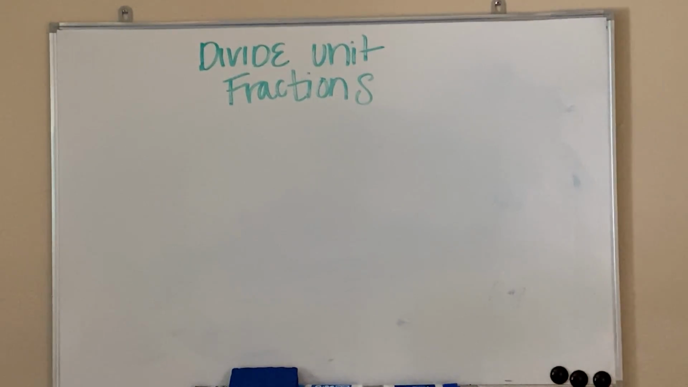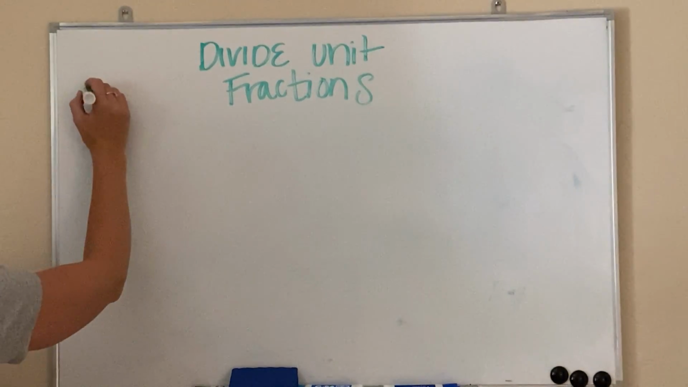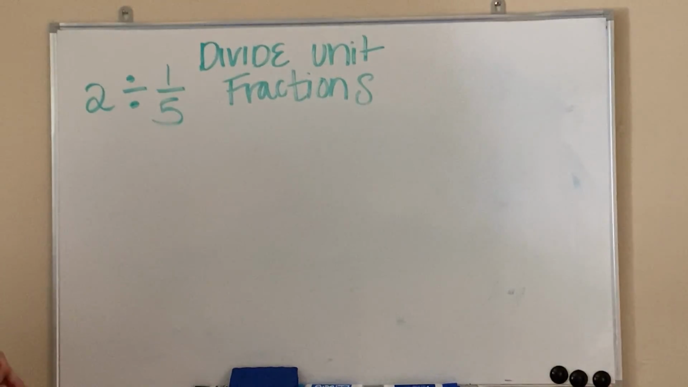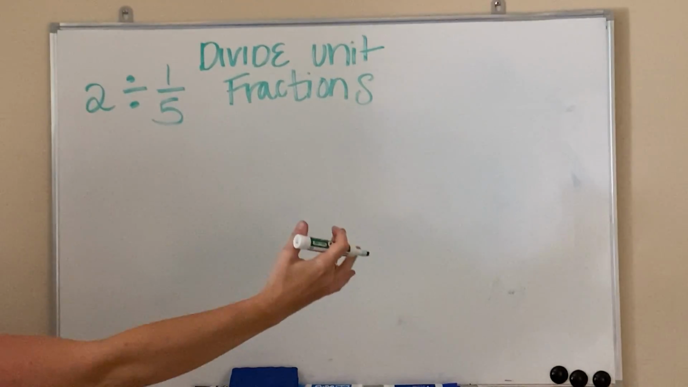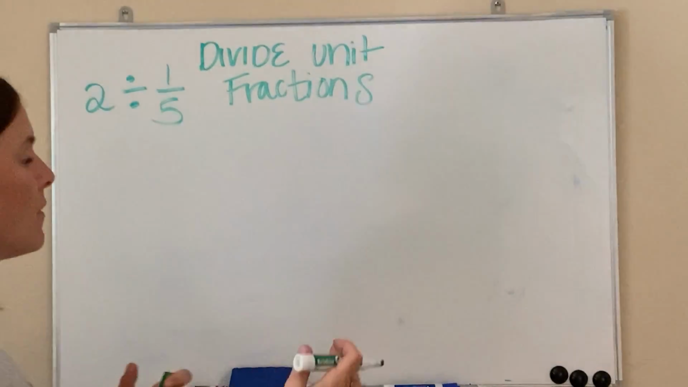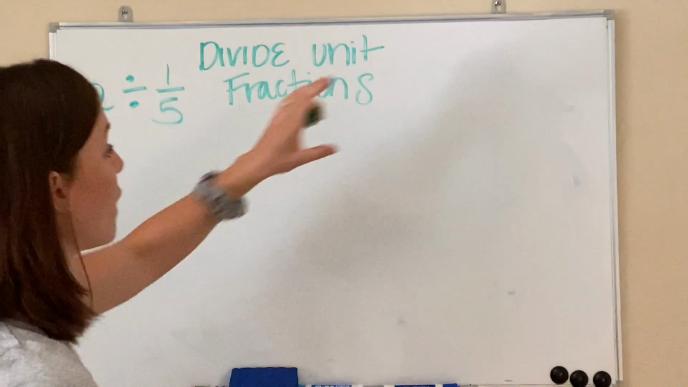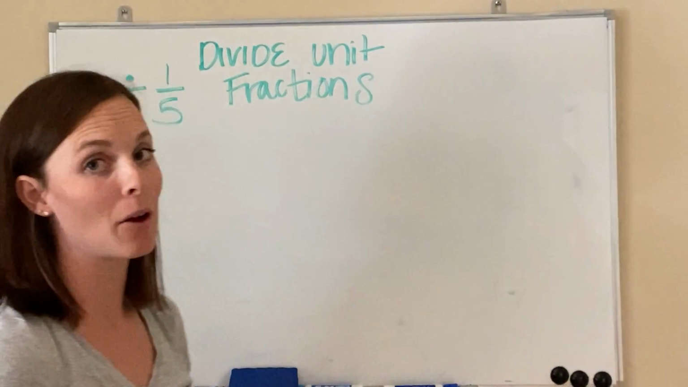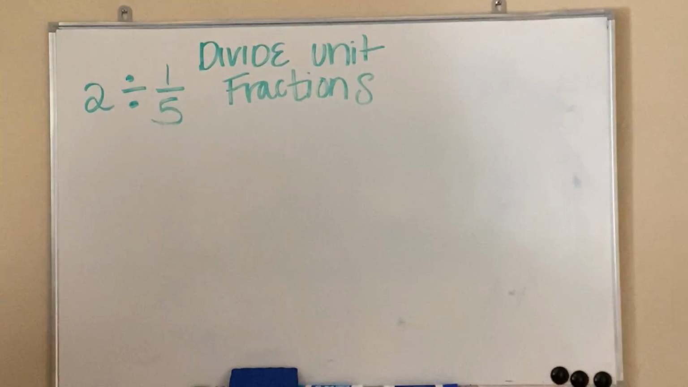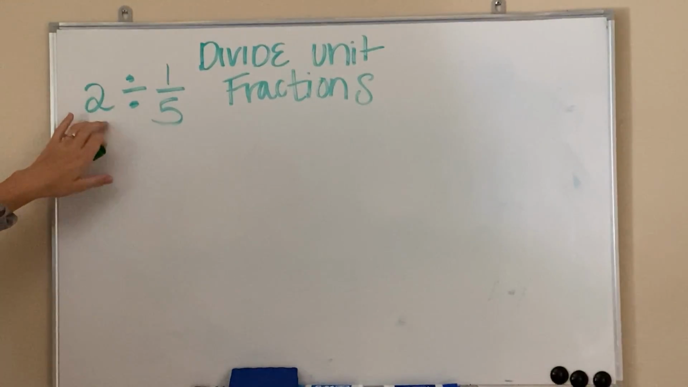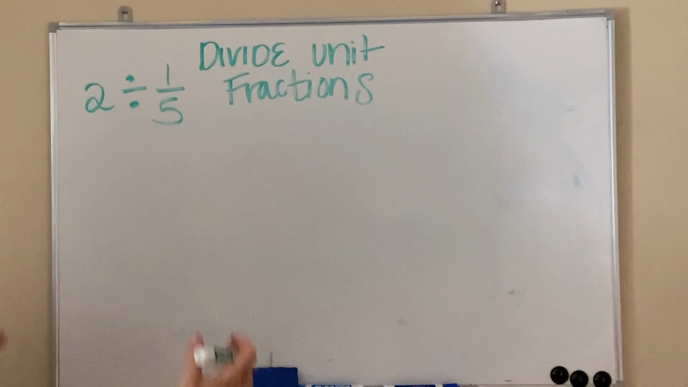So our first equation is going to be 2 divided by 1/5. Now notice that this equation is saying take 2 wholes and break them up into fifths. That would be very different if I was taking a fraction and dividing that by a whole. That's a whole other process. So our first example is when we're doing a whole number and we're dividing that whole into fractions.